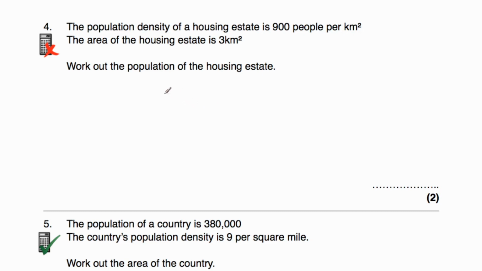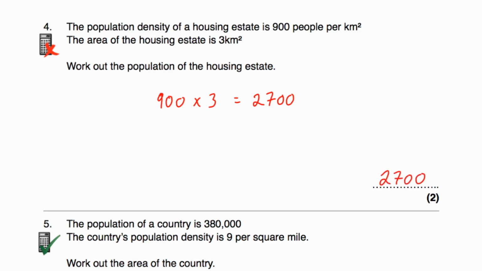So if we take our 900 and multiply that by 3, that'll give us 2,700. In each one of the square kilometres, there is on average 900 people. If there's 3 square kilometres, that'll be 3 lots of 900, which is 2,700. So the population of the housing estate is 2,700.